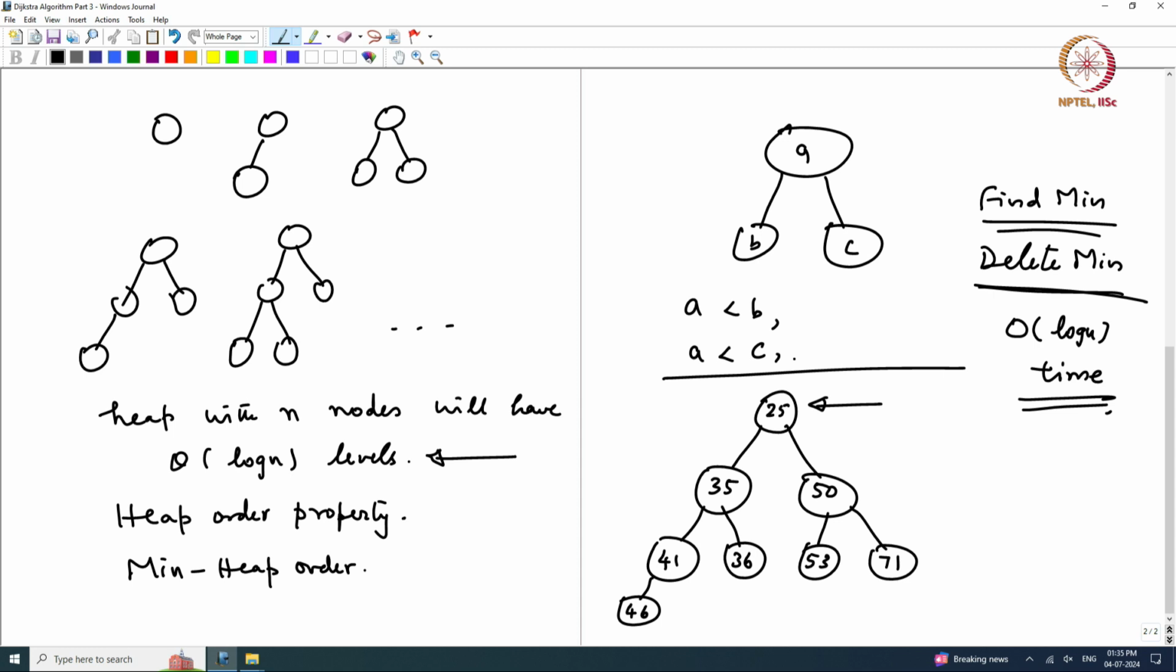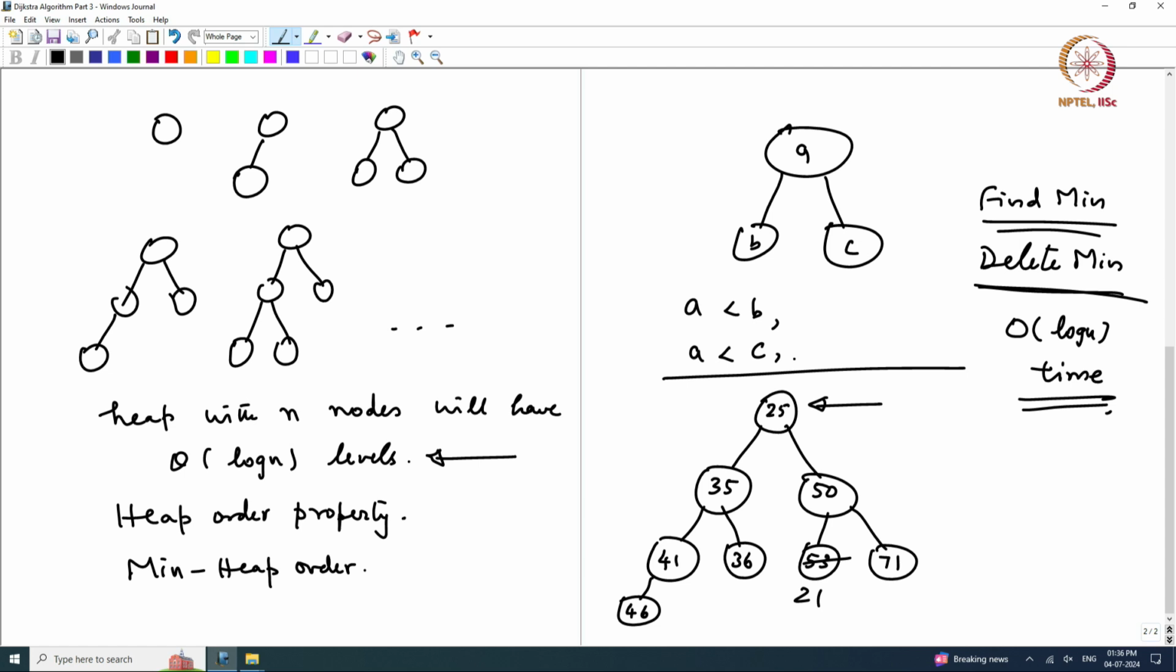What is the time it would take for decreasing a value? Suppose you want to decrease one of the values in the process of updating. Okay. Suppose I want to change this 53 to 21. I want to decrease it. I have already decreased it now, but 21 cannot stay there. The reason is it would violate the heap order property. Heap order property is a smaller value must be at the top and its children must have larger values. 50 is larger than 21. 50 cannot sit at a parent of a node that has 21.